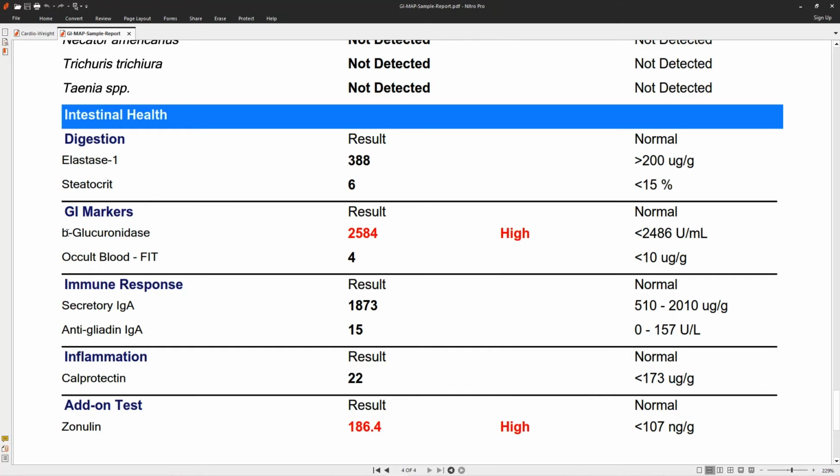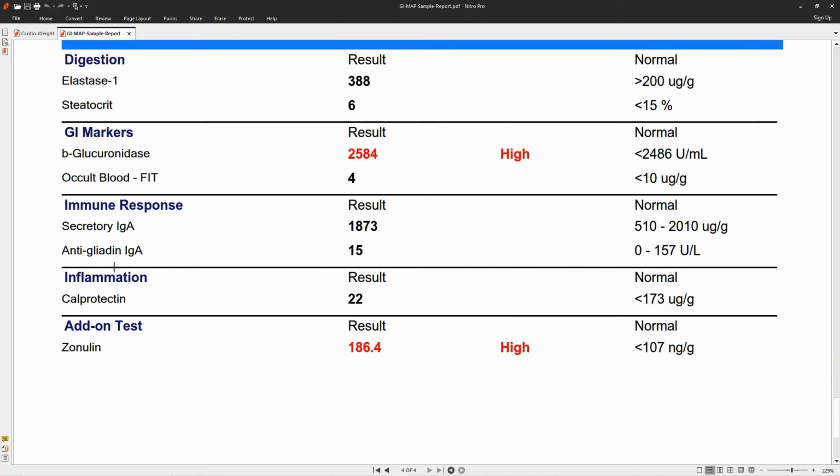Other GI markers, inflammatory markers called beta-glucuronidase. Do you have any occult blood, hidden blood in your stool? Immune system, secretory IgA to measure immune response. Do you have a response or an allergy or sensitivity against gluten? It measures that as well.